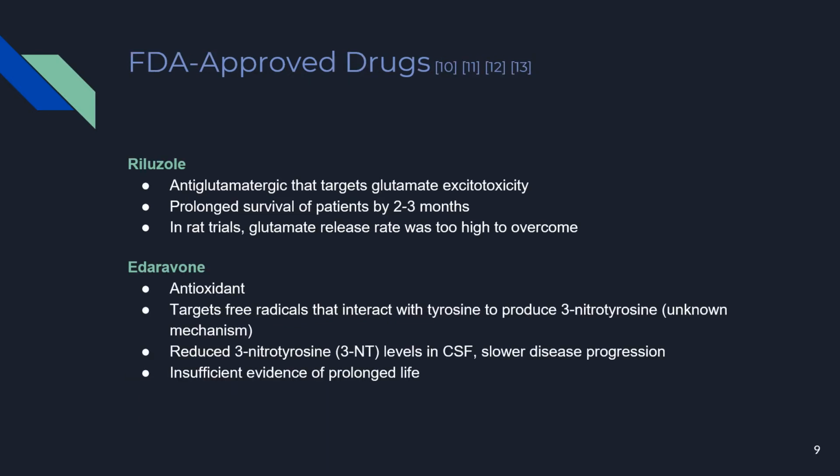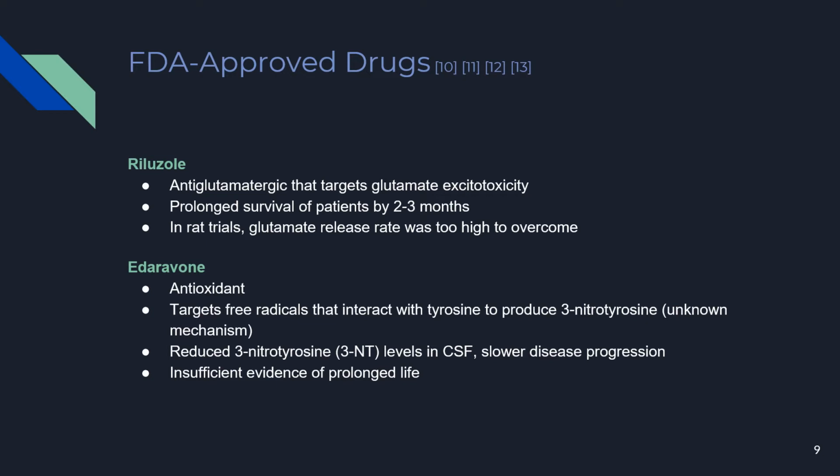We're going to look at 2 drugs that are currently in use to treat ALS. The first is riluzole. It simply reduces the amount of glutamate that's released and received by the neurons. Studies have shown that it did extend patient survival by 2 to 3 months, but eventually, as rat trials show, there's just too much glutamate being released to overcome.